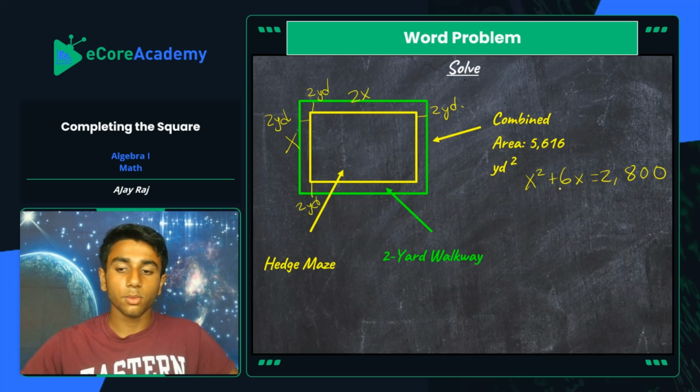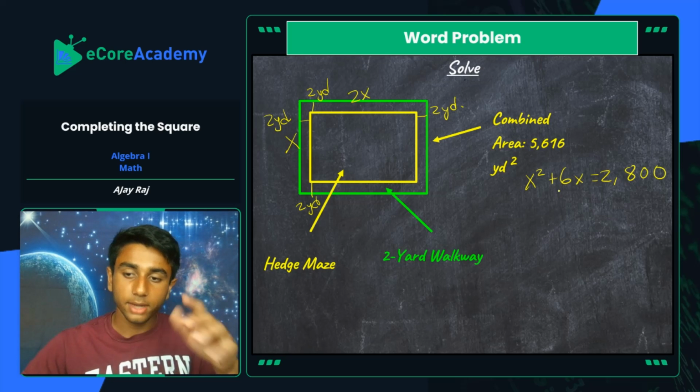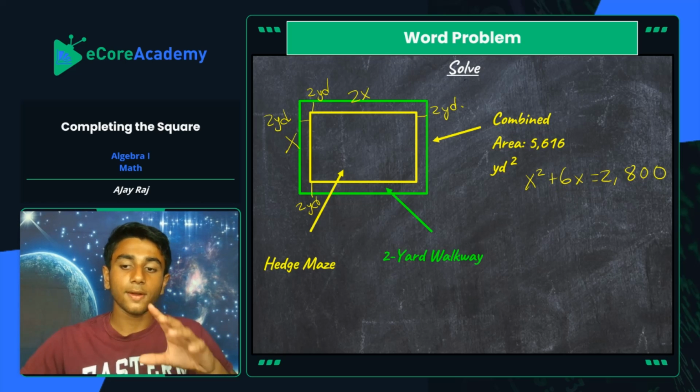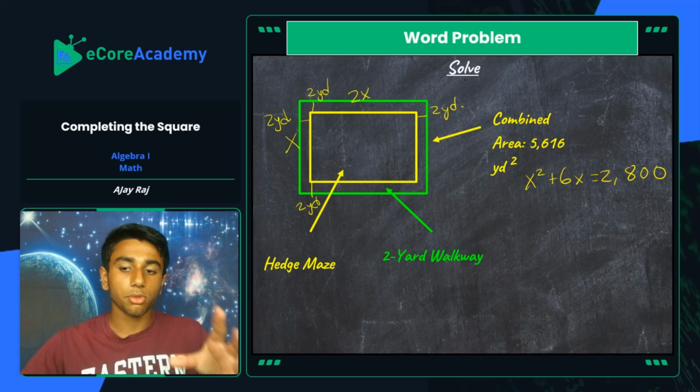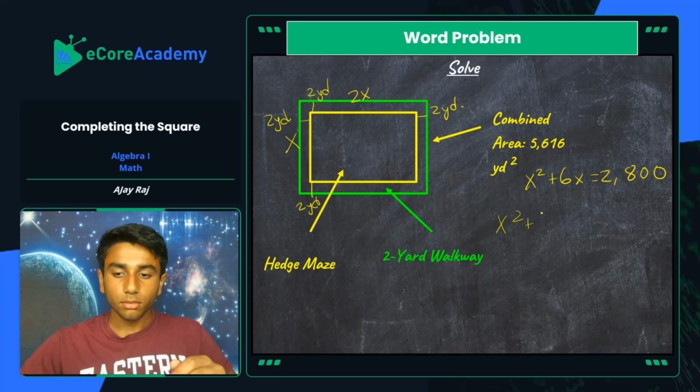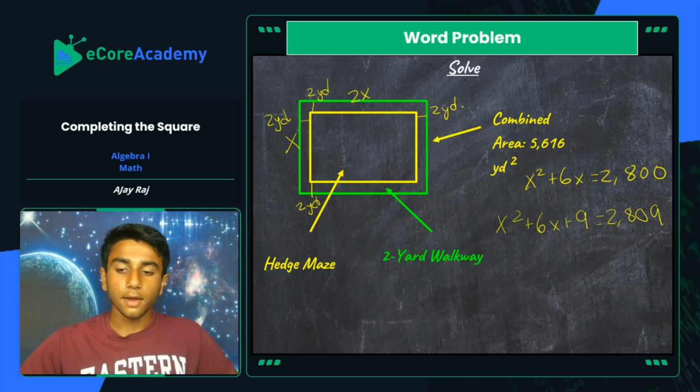So we're going to get that perfect square trinomial, that step number 3 that I talked to you about. We're going to divide b by 2: 6 divided by 2 is 3. And when you square 3, you get 9. So we're going to add 9 to both sides of the equation. So that's x squared plus 6x plus 9 equals 2,809.